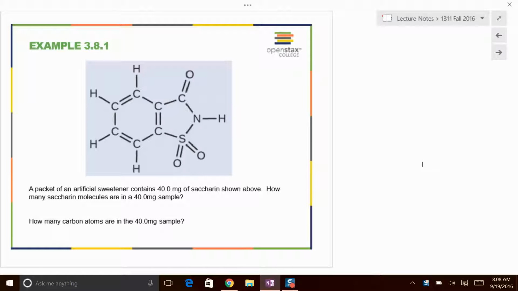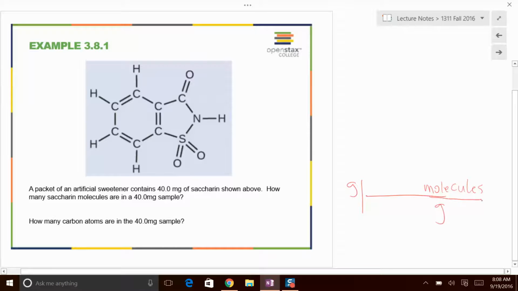Okay, so we want to know about molecules. How am I going to figure this out? We're looking for how many molecules. What do I need to know to be able to go from grams to molecules? Well, I need to know the grams per molecule. I need to know the mass of that thing. How am I going to figure that out? Go to my periodic table. I'm going to have to count everything here.